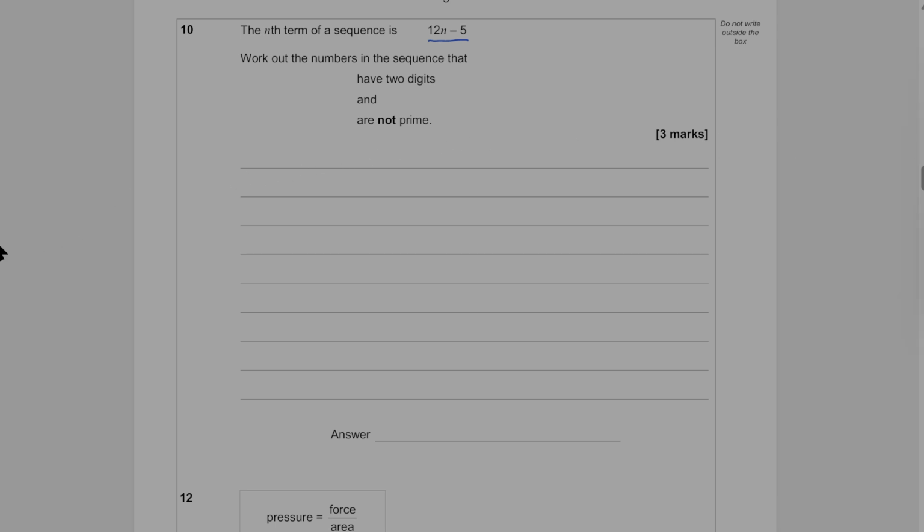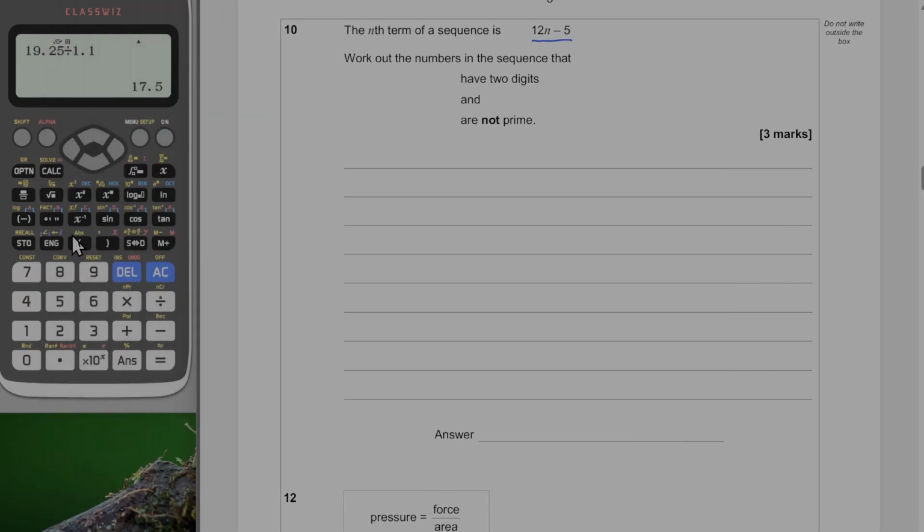To do that, I'm going to use the table function on my calculator. I'm going to go menu, and then I want to go into the table function, which I think is 9 on this. A bit unfamiliar with this. There we go. Yeah, 9. So the function of x I'm going to type in is 12x minus 5.